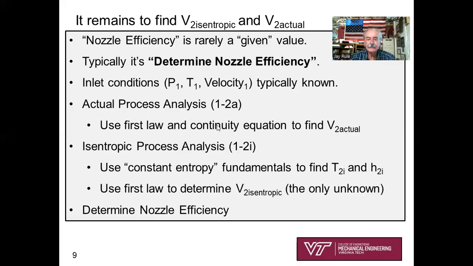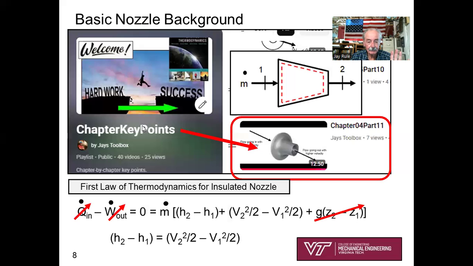And so I do see that, again, I didn't put it in my notes. It says you're going to use the first law and the continuity equation, if you know the mass flow rate, to find V2 actual. You're going to use the first law. So that's coming back to me now. That's where the first law that I just wrote down. Let me go back a slide, refresh my memory.